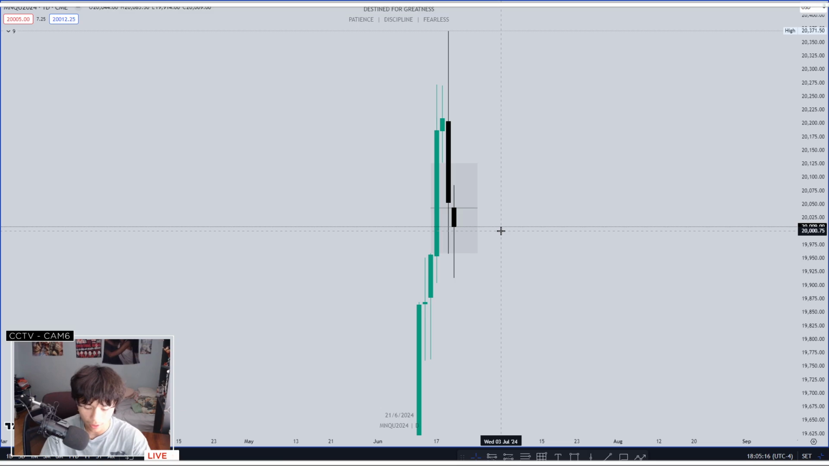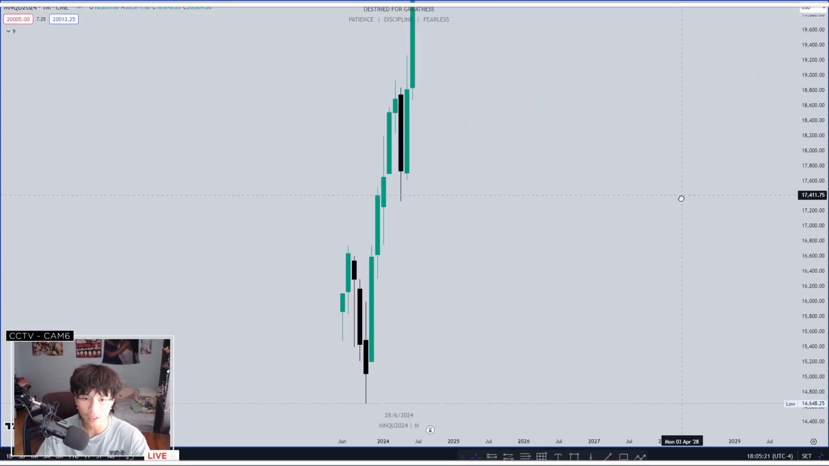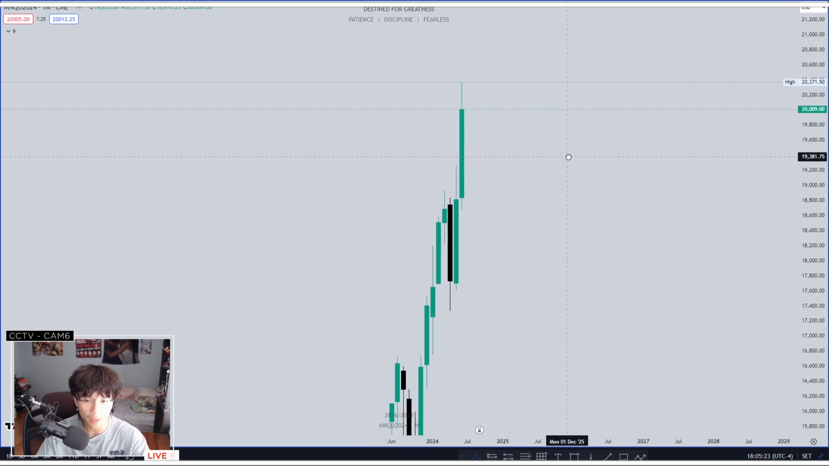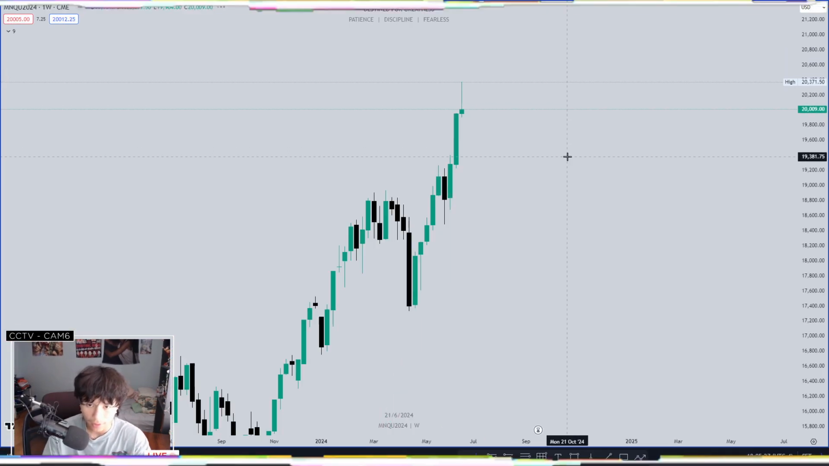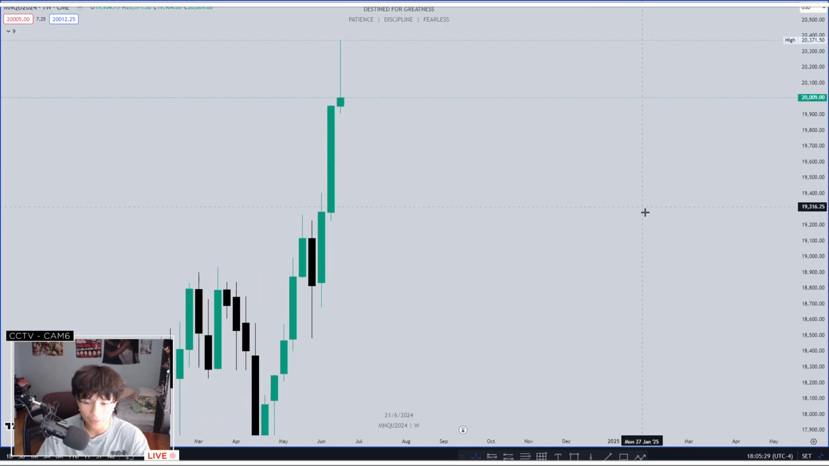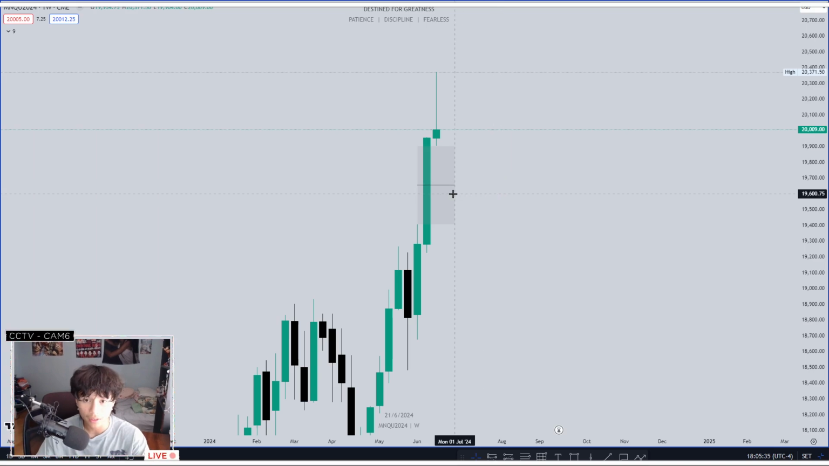So like here on the monthly time frame, just from the looks of it, we are stronger on the upside. We go on to the 1 week time frame, the weekly time frame, and now look, this is basically what a fair value gap looks like. This is a fair value gap.